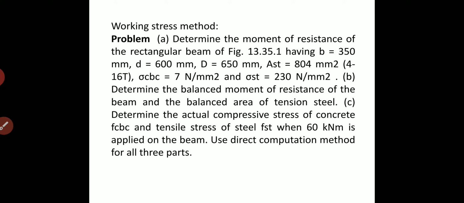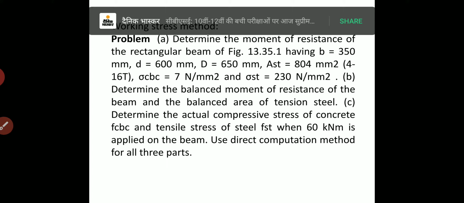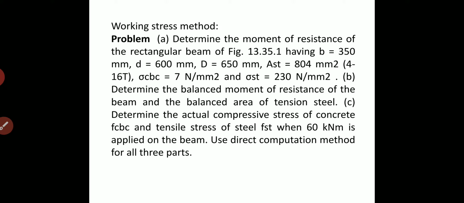Working stress method question: determine the moment of resistance of rectangular beam having B equal to 350 mm, D equal to 600 mm, capital D overall depth equal to 650 mm, area of steel AST equal to 804 mm square, sigma CBC equal to 7 Newton per mm square, and sigma ST equal to 230 Newton per mm square.